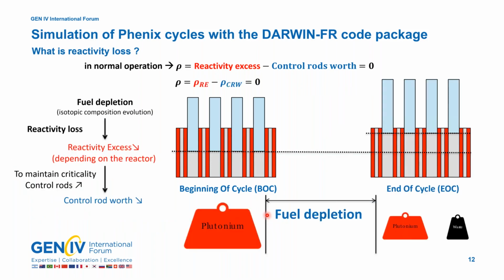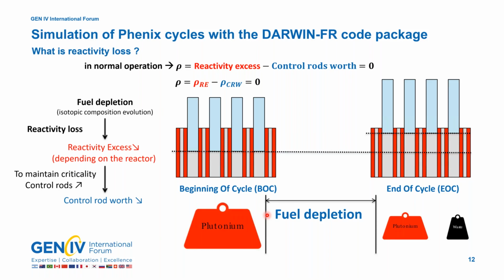You are producing heat power by fissioning fissile material, which means that you are losing some fissile material and producing what we will call waste, so fission products and minor actinides. This decrease of fissile material and production of fission products, etc., will affect the reactivity excess negatively. So you will lose some reactivity excess. In fact, reactivity loss is the decrease of the reactivity excess due to the isotopic composition evolution, so by fuel depletion.